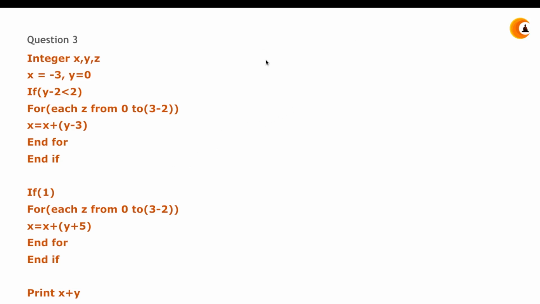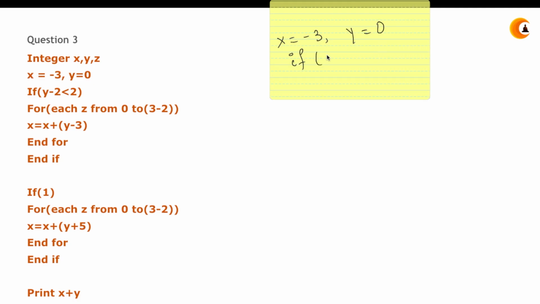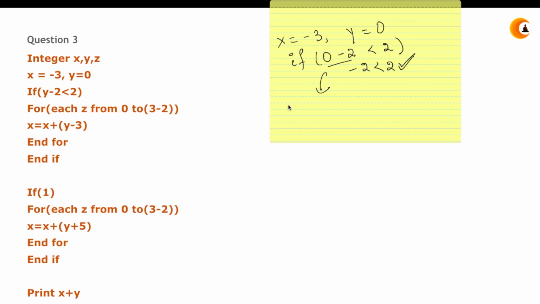Alright, so now let's have a look at this question. So x is equal to minus 3 and y is equal to 0. Now if 0 minus 2 is less than 2, so minus 2 is always less than 2, this is true, so it will enter the loop. Now once it enters the loop, how many times will it run? It will run once for the 0th time, once for the 1st time, right?